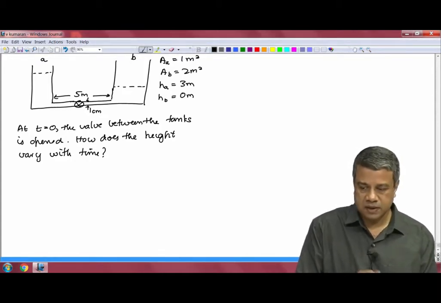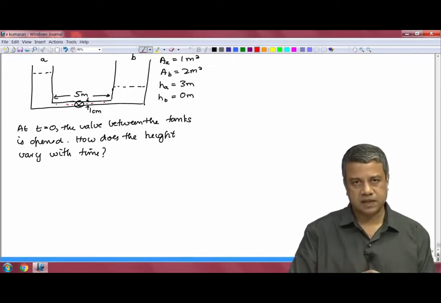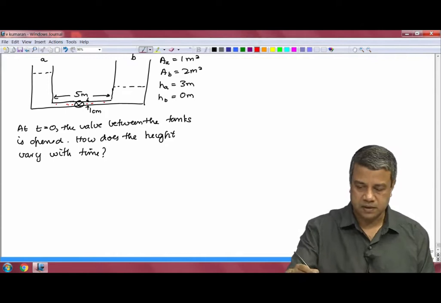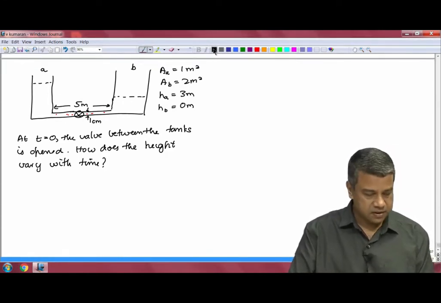And we will assume that this volume in the pipe is much smaller than the volume of the tanks, so it can be neglected in comparison to the volume of the two tanks. Okay. So, how do we solve this?